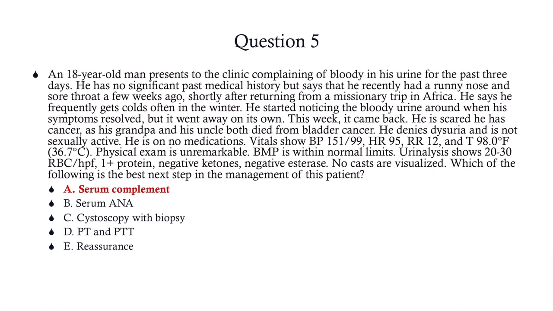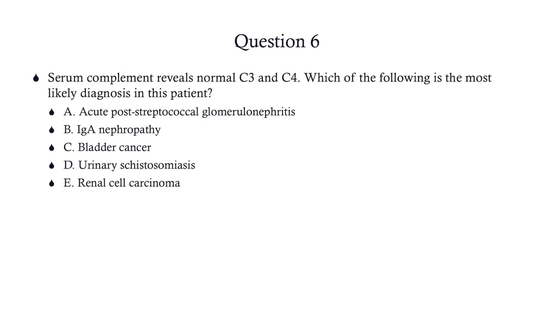So let's move on to question 6. Serum complement reveals a normal C3 and C4. Which of the following is the most likely diagnosis in this patient? A, acute post-streptococcal glomerulonephritis. B, IgA nephropathy. C, bladder cancer. D, urinary schistosomiasis. Or E, renal cell carcinoma. And the answer is IgA nephropathy.